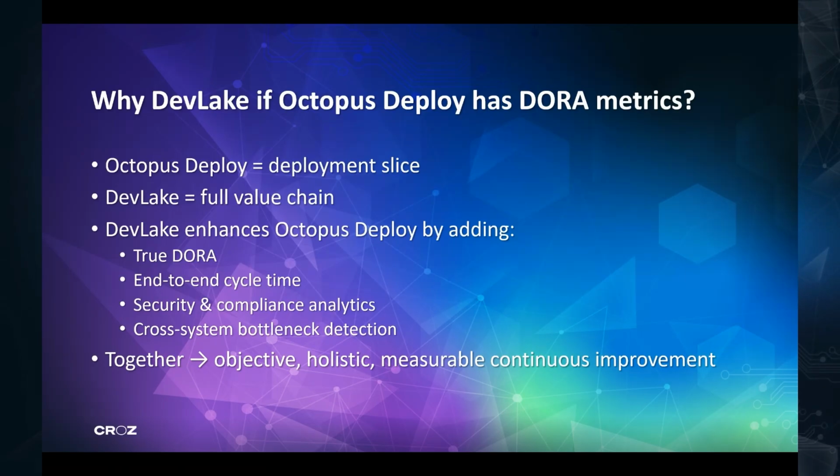On the other hand, DevLake sees the big picture, consuming information from all sources in the value chain and connecting the dots. With DevLake, we're able to get more precise DORA metrics, analyze cycle time end-to-end, even gather and analyze security and compliance statuses, thus enabling cross-system bottleneck detection. Octopus is essential for operationalizing deployments, but DevLake is essential for understanding the performance.